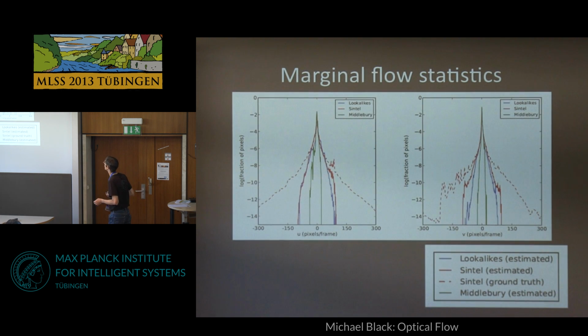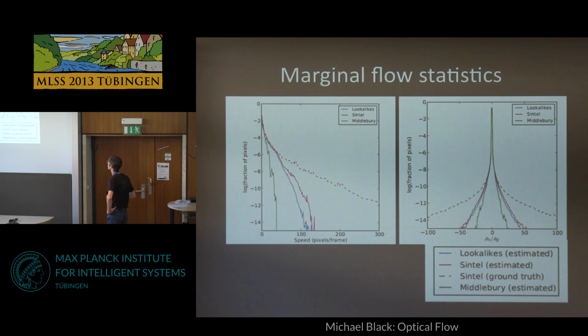What we found is that on Sintel and the lookalikes, this is a little bit hard to see, but there's a red line and a blue line here that lie on top of each other. These are the log histograms of the horizontal motions and the vertical motions, and they're similar. They're quite different from this dotted line, which is the ground truth log histogram of horizontal and vertical motions. That's because the algorithm isn't able to capture the large motions present in Sintel. But at least it gives us some confidence that there's something similar about the motions in the two scenes.